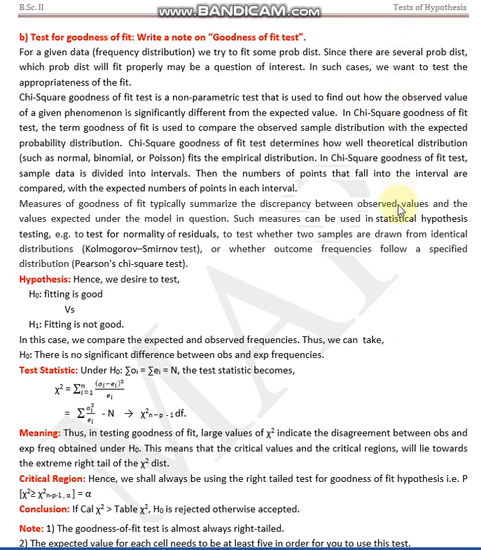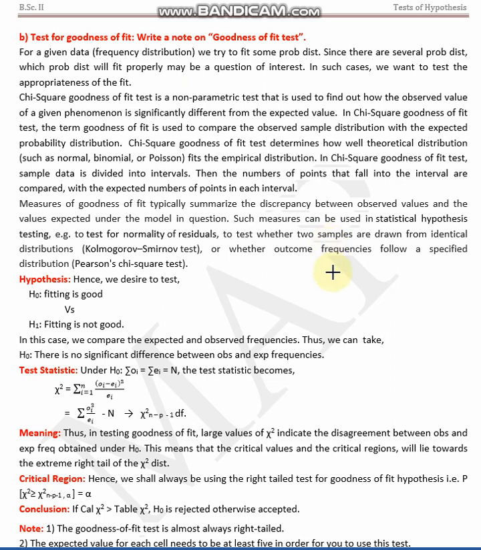Now we will discuss the second test in chi-square tests. The name of this test is chi-square test for goodness of fit. For a given frequency distribution or data, we try to fit some probability distribution. Since there are several probability distributions, which one will fit properly may be a question of interest. In such cases, we want to test the appropriateness of the fit.